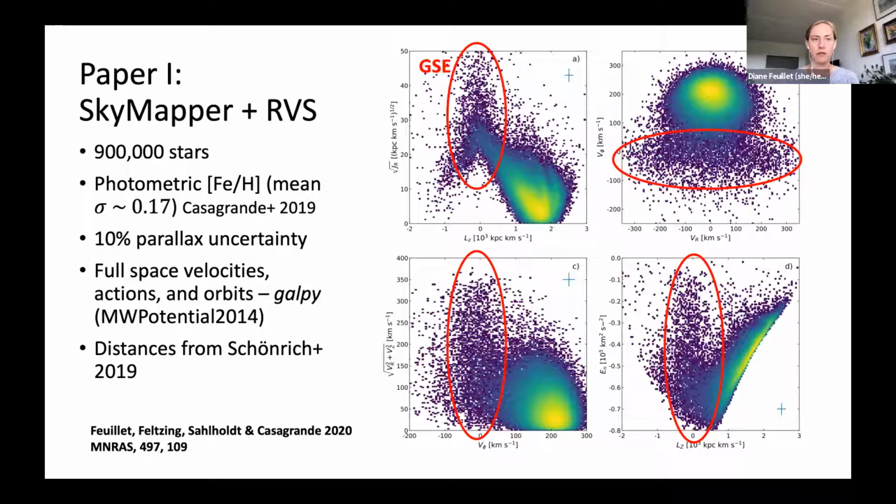And combined with the RVS data, we could get full kinematics for these stars. So we ended up with a sample of about 900,000 stars. And we're focusing in these 4 kinematic spaces on basically this elongated overdensity that is the Gaia-Sausage-Enceladus population.